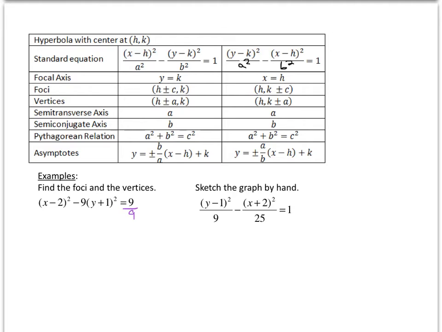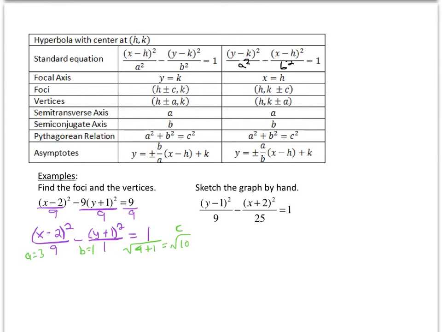So to get in standard form, we need a 1 on the right side, so we divide everything by 1. So this is (x minus 2) squared over 9 minus (y plus 1) squared. The 9's cancel out, but if we wanted to, we could put a 1 on the bottom, just kind of a placeholder to remind us that that's there. So a is going to be 3, because that's the square root of 9. b is going to be 1, which means c is going to be the square root of 9 plus 1, which is the square root of 10.